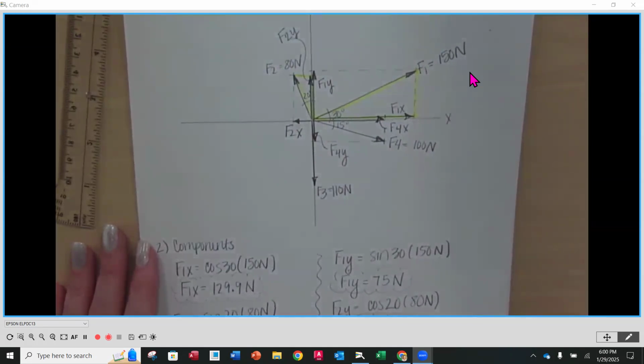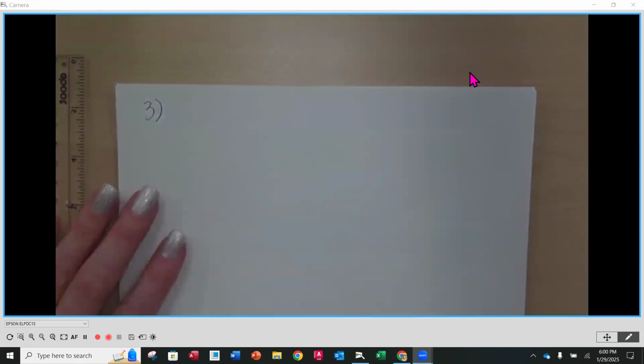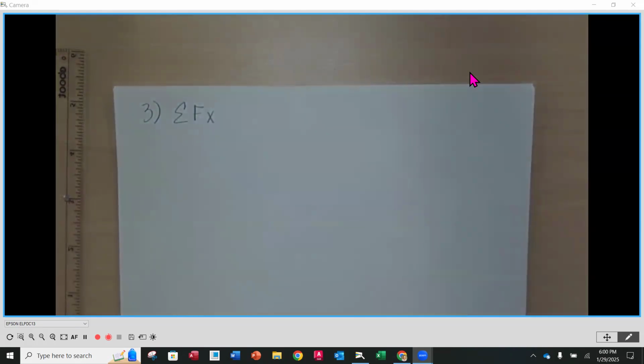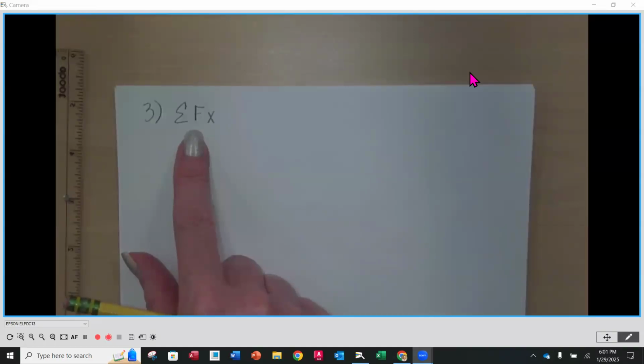So the next thing that we're going to do is look at each one of these directions. So I'm going to go to my next page here. Step number 3 is going to be summing our forces along the x-axis. This symbol that I'm using right here is the capital Greek letter sigma. That means we're going to sum. That's the summation symbol. The forces, capital F, in the x direction, so sub x.